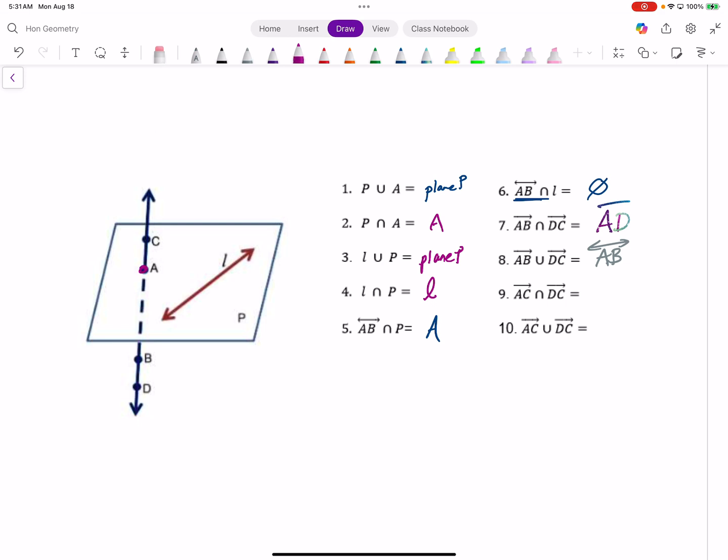Okay, so ray AC, all right, so we got this ray here, and ray DC, which is this ray here, and we want the intersection, so we're looking for that overlap. So that's starting up at A and keeping on going. So that's got to be the ray AC.